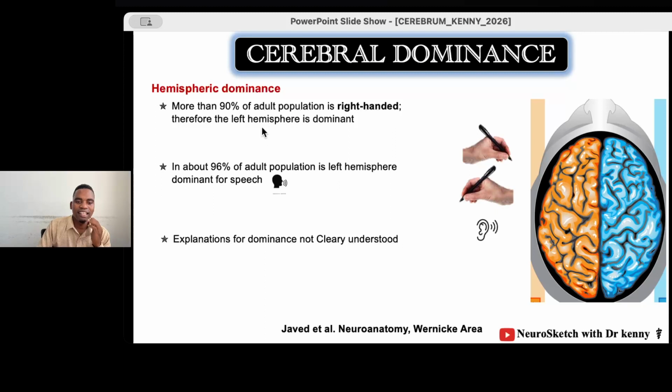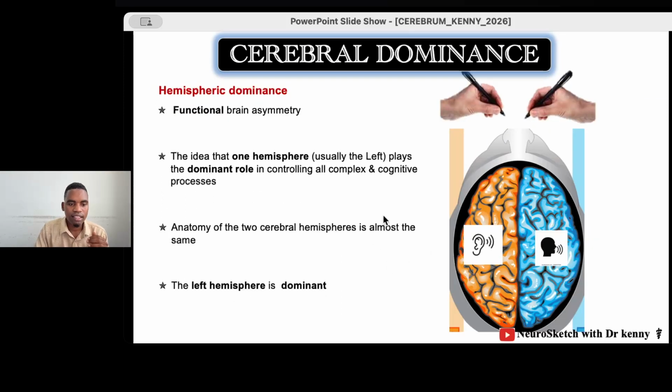That means the left cerebral hemisphere is dominant for them. And in about 96% of the adult population, the left hemisphere is dominant for speech. The explanations for dominance are not clearly understood, because, as I've said, this is just functional brain asymmetry. There is little to no anatomical difference between the two cerebral hemispheres, and this difference will not account for cerebral dominance. What accounts for it is a functional asymmetry.